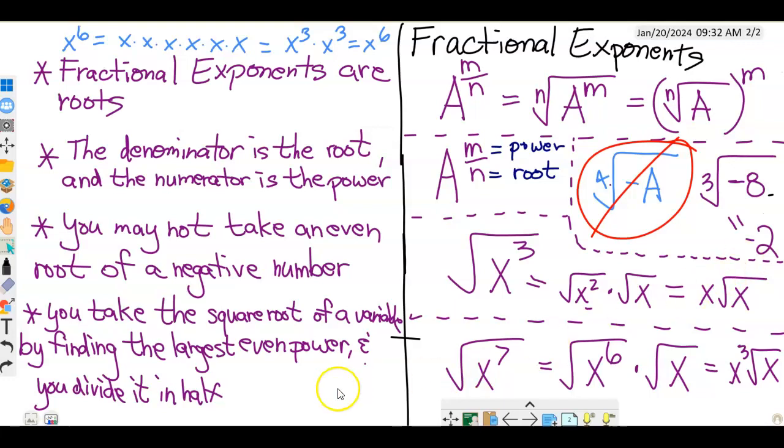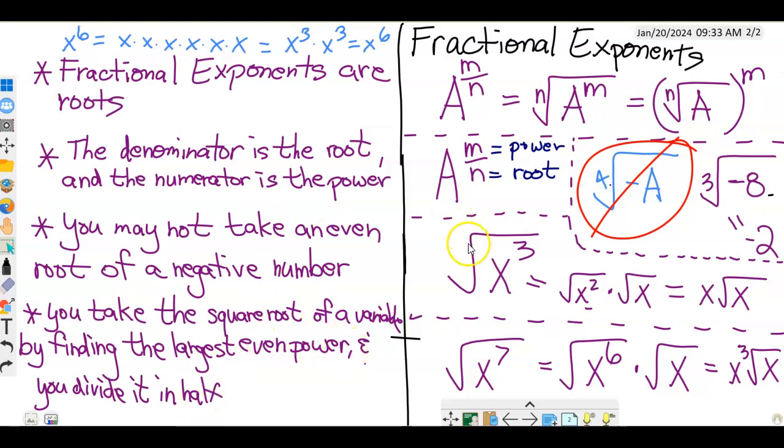Okay? And last but not least, here is how you take the square root of a variable. All right? These two examples on this side go with this instruction. So let's look at the words first. What it says is you find the largest even power and then you divide it in half. And you write that variable on the outside of the radical.